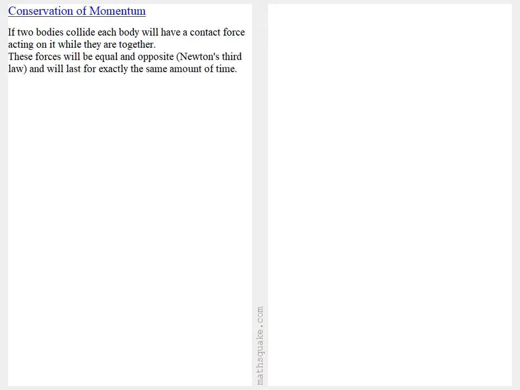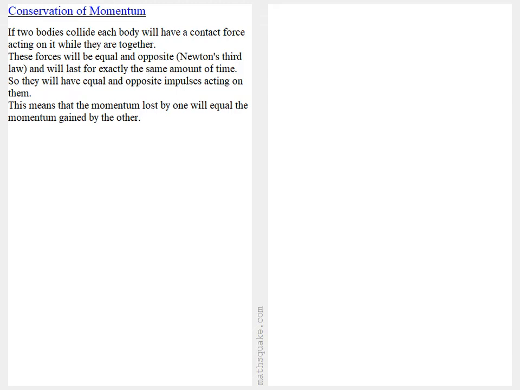Conservation of momentum. If two bodies collide, each body will have a contact force acting on it while they are together. These forces will be equal and opposite. That's Newton's third law, and they will last for exactly the same amount of time. So they will have equal and opposite impulses acting on them. This means that the momentum lost by one will equal the momentum gained by the other. Their total momentum will remain constant.